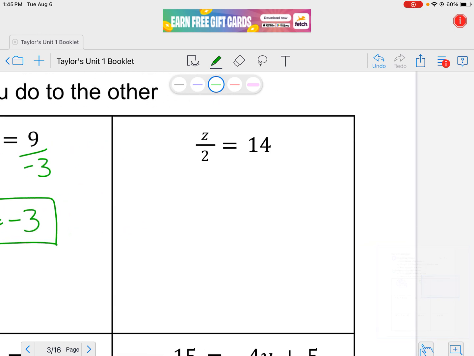On this last one, 2 isn't really a coefficient, and it's not really a constant, but it is being divided. And so when it's being divided, I need to do the opposite, which means I need to multiply. And so I'm going to multiply both sides by 2. When I multiply, these cancel out. I'm left with a Z, and then 14 times 2 is 28.